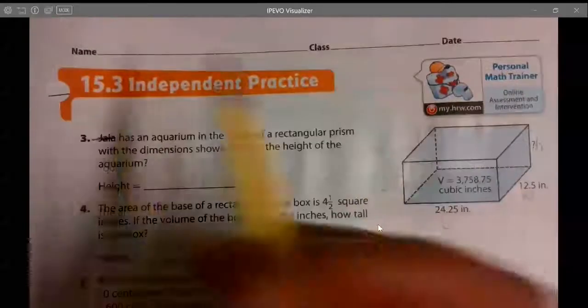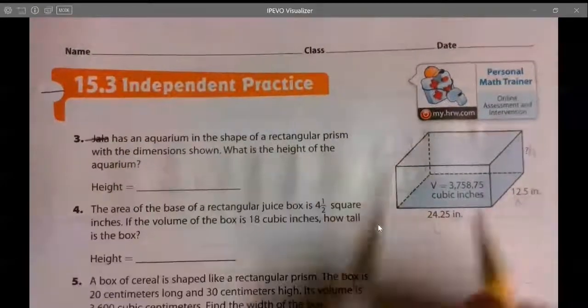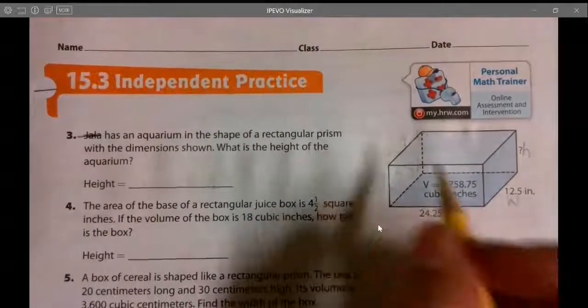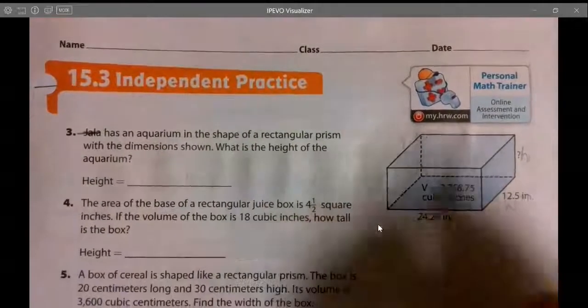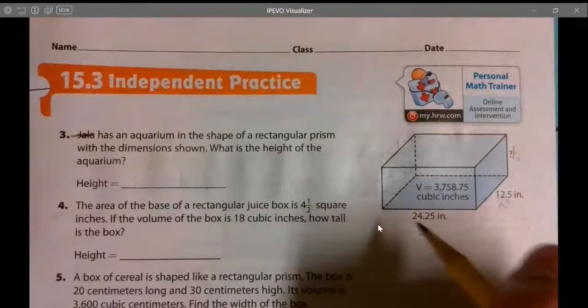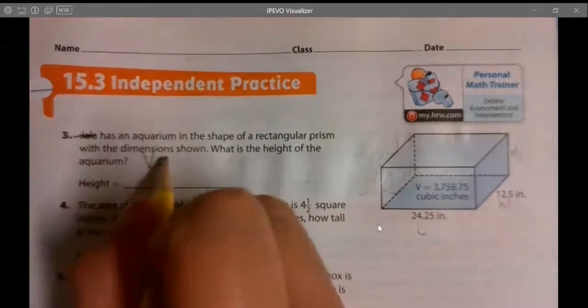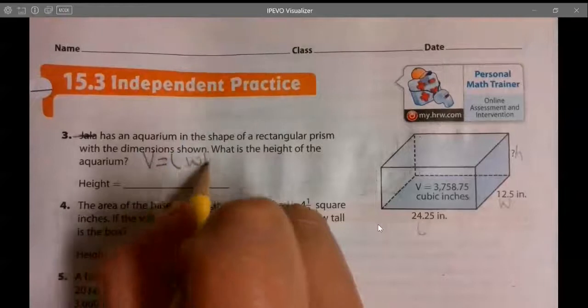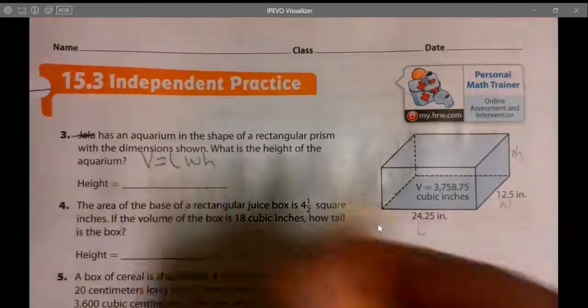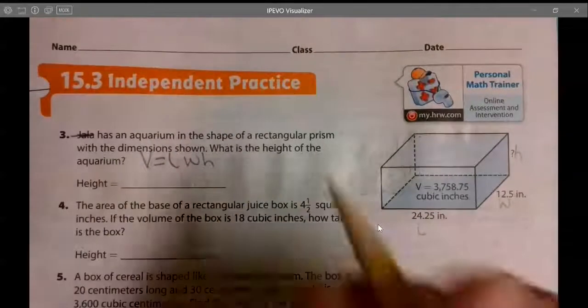So on the last slide, I said Naya had an aquarium. I gave you these dimensions. So let's talk about how we would solve it. If we were missing the length, the width, or the height, you're going to solve it the same way. Write length times width times height. Write your formula, and then just substitute your numbers in.